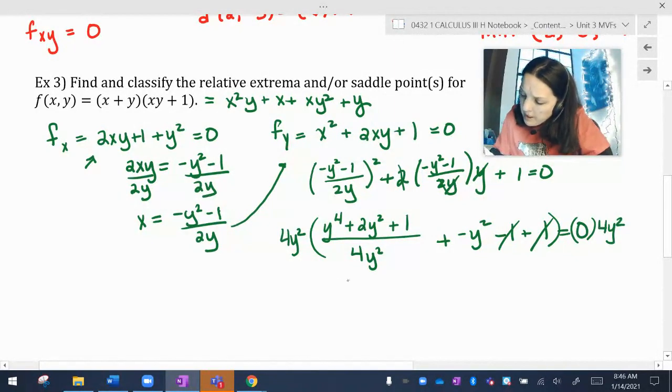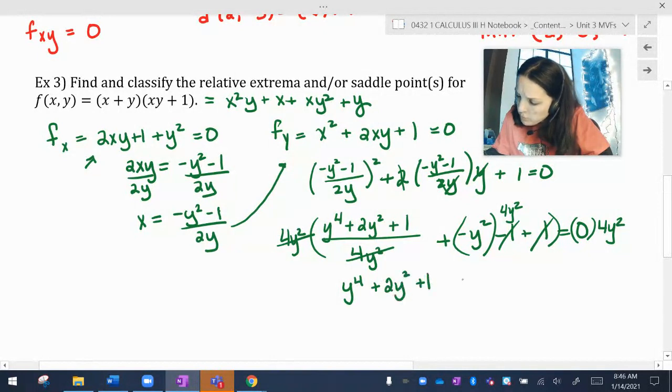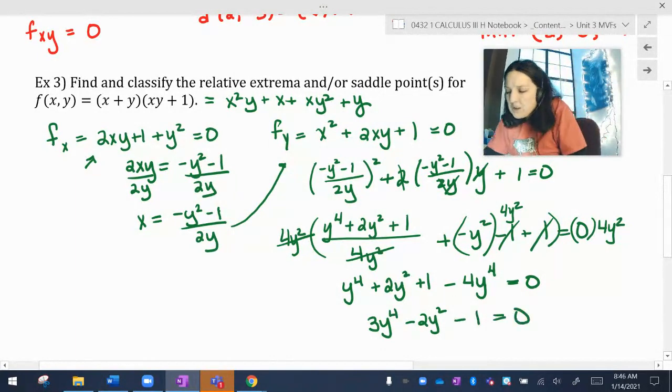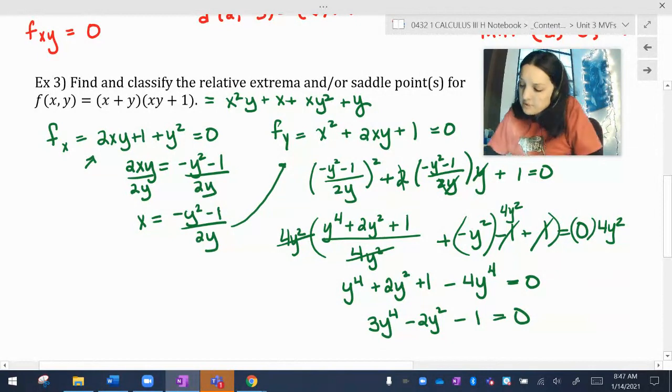And if I do that, I'm really going to end up with y to the fourth plus 2y squared plus 1 minus 4y to the fourth equals 0, which is 3y to the fourth minus 2y squared minus 1 equals 0, because I didn't want a lead coefficient that was negative. So technically I had negative 3y to the fourth and then plus, plus, but I changed all the signs to make my life easier.